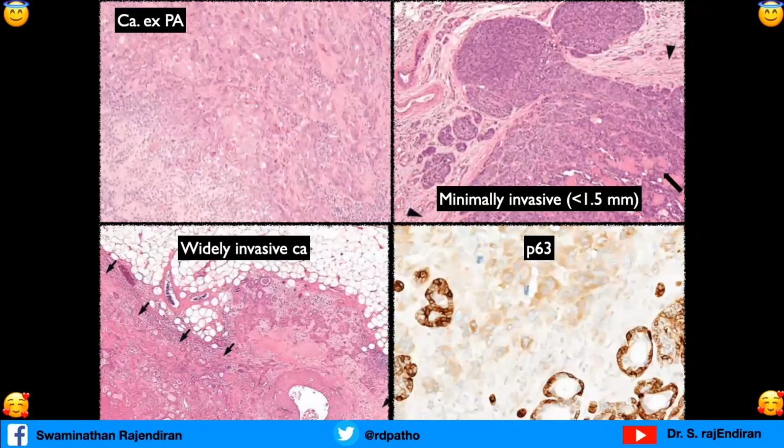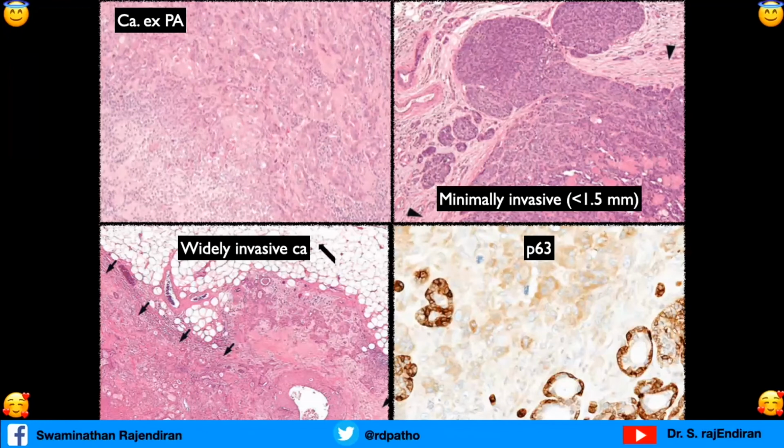Okay, so these are all the pictures. Carcinoma ex pleomorphic adenoma, you can see the malignant cells and they are within the capsule. Okay, so this is intracapsular. Here it is minimally invasive, they are coming out like in thyroid follicular carcinoma, mushrooming. Okay, so this distance is less than 1.5 or 4 to 6 millimeters. So this is minimally invasive.